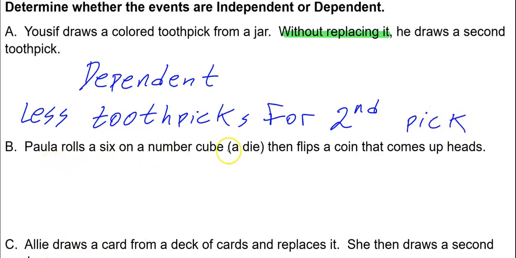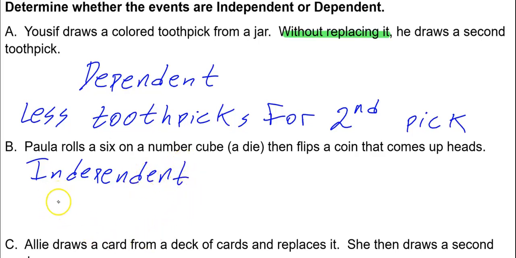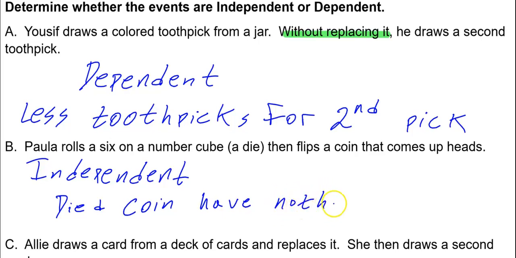The next one: Paula rolls a 6 on a number cube, a die, then flips a coin that comes up heads. These are independent events, because the die and the coin have nothing in common. No matter what happens with the die, that has no effect on the coin at all.